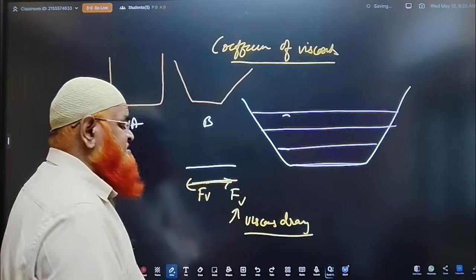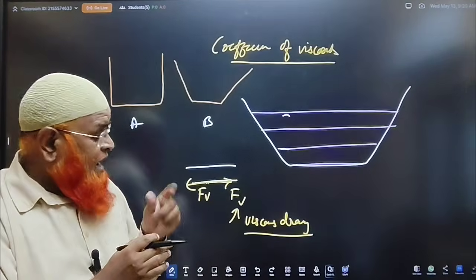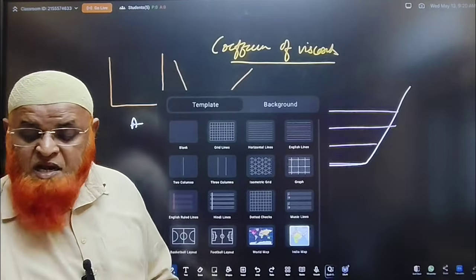Okay, it is called viscous drag. These are viscous forces which will try to stop the upper layer, saying don't go, but the upper layer will say come along with me, and it grabs it and pulls it along.